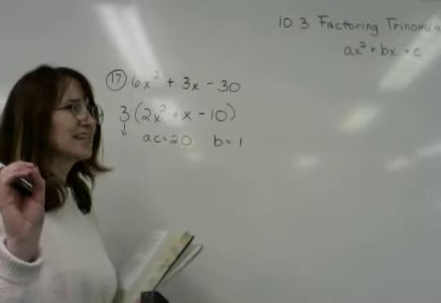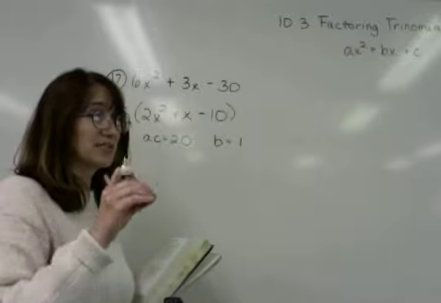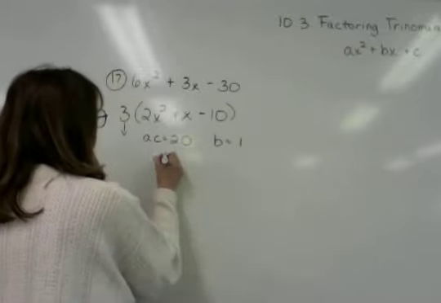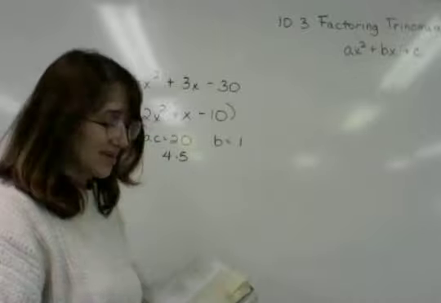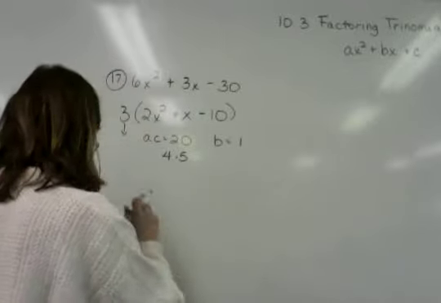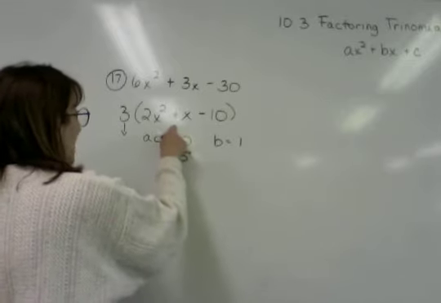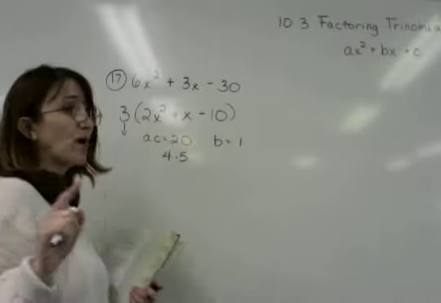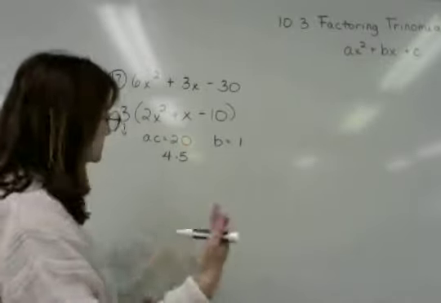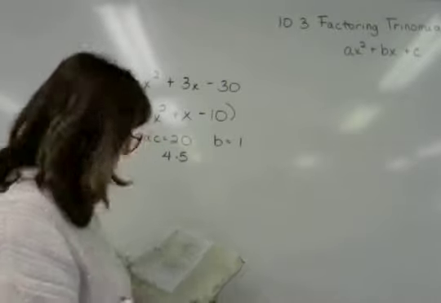So is there any factors of 20 that if I added them or subtracted them together, I'd just get 1? How about 4 and 5? 4 and 5, right? So now you have to figure out which of those numbers I have to have positive in order to get that positive 1. And that's something from 10.2 as well that we've worked on.